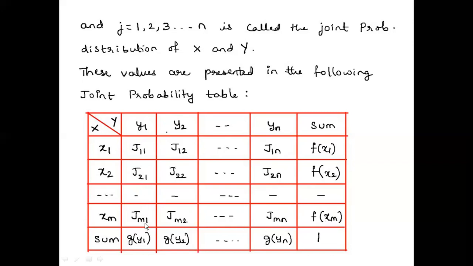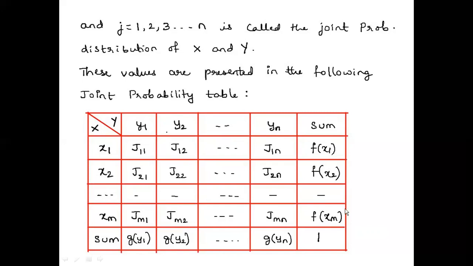Similarly, column wise, when we sum up the values, for y1 we have the set of joint values j11, j21, etc. up to jm1. When we sum up all these, we get g of y1. With respect to y2, we have j12, j22, etc. up to jm2. When we sum up all these j values, we get g of y2, and so on. Column wise, j1n, j2n, etc. up to jmn summed up together gives us g of yn.